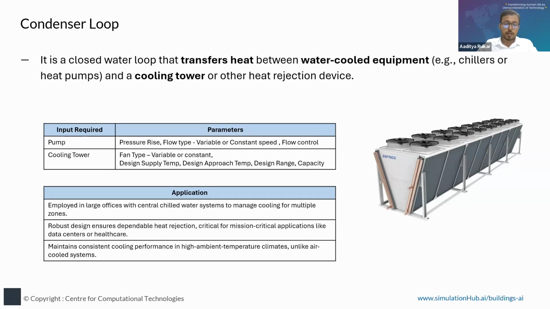So input parameters: you have to define your pump parameters like pressure rise, flow type, which is variable or constant speed, and flow control, is it continuous or intermittent? Cooling tower: you have to define the specifications of the cooling tower. The fan type is variable or constant. What is the supply temperature, approach temperature, what is the range, and what is the capacity of your cooling tower.